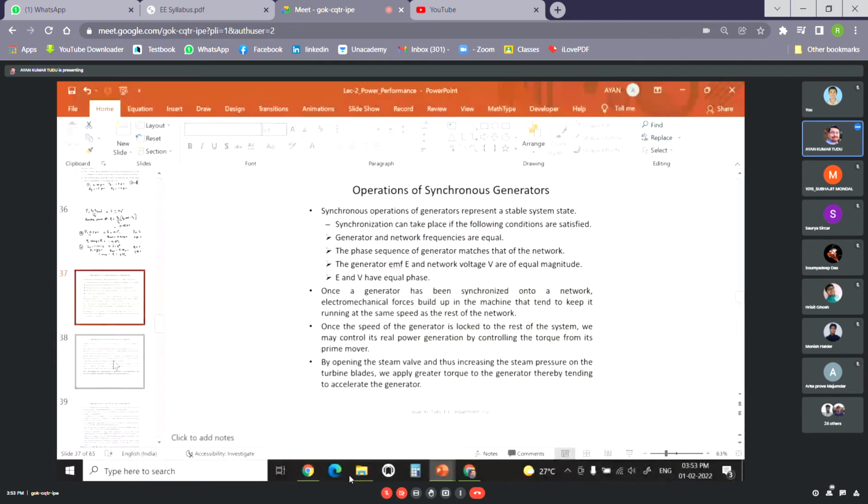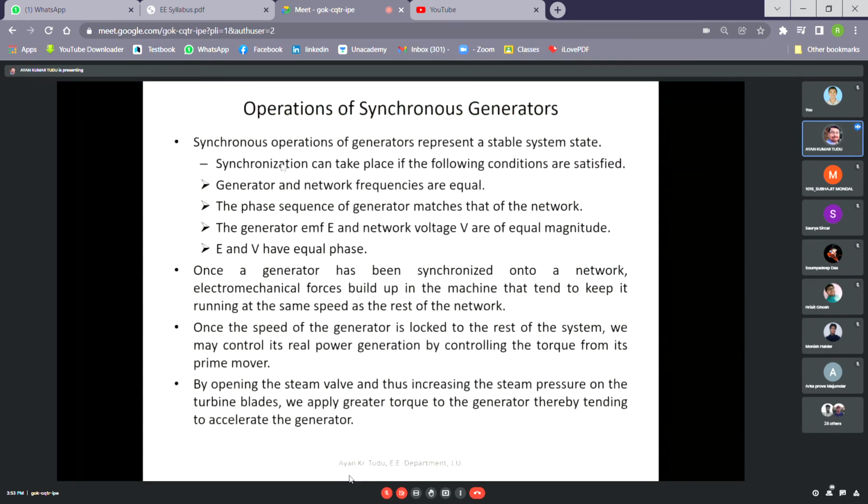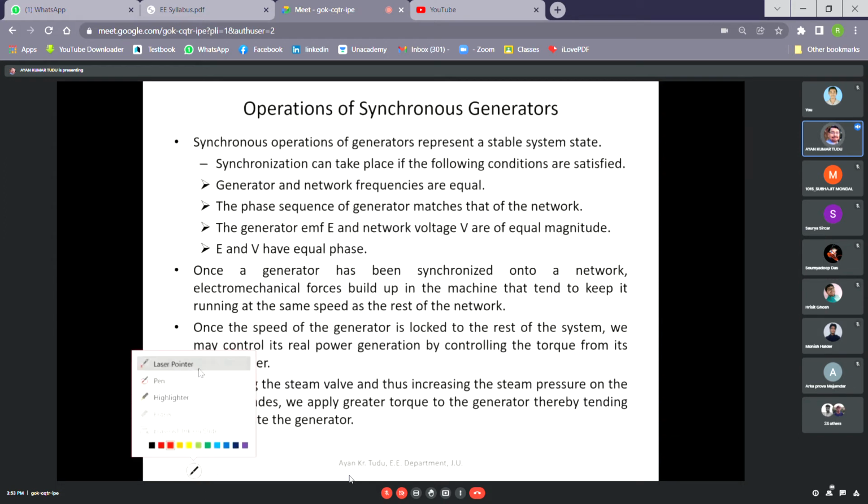Okay, here see the operation of the synchronous generators. See, the synchronization can take place if the following conditions are satisfied. What are the conditions? The generator and network frequencies are equal. Phase sequence of the generator matches that of the network. The generator EMF and the network voltage are of equal magnitude, and they should also be of equal phase. So once a generator has been synchronized onto a network, electromechanical forces build up in the machine and tend to keep it running at the same speed as the rest of the network. Network এর যা speed সেটাই generator speed হবে.